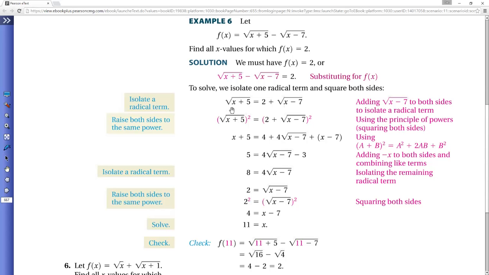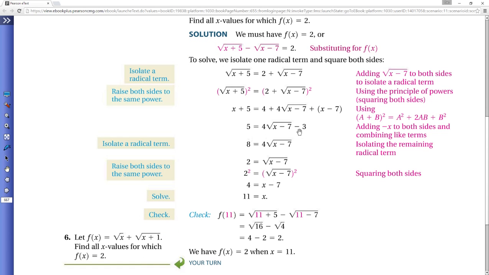In this case, they take x plus 5. So they added a positive square root of x minus 7 to both sides, and they end up with this new equivalent equation. Well, we can square both sides now. So this ends up to be x plus 5. This is a squared binomial: first term squared, last term squared, 2 times these multiplied together. There's that middle term. They simplify what they can. And again, we have a radical still, so isolate it. They add 3 to both sides. You get 8 equals 4 times the square root of x minus 7.